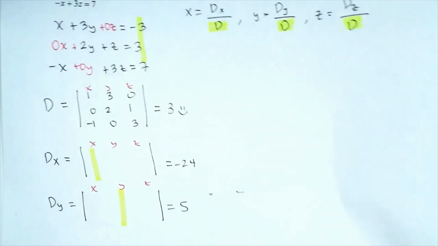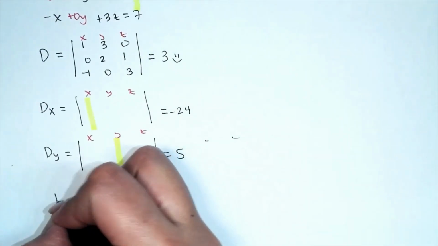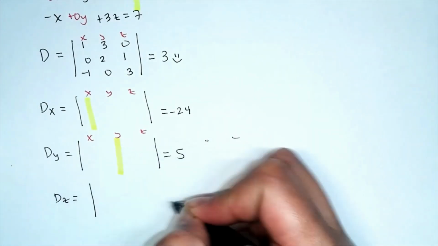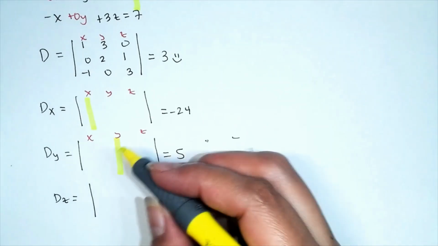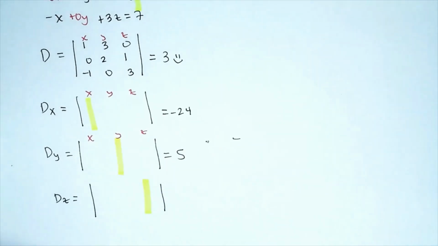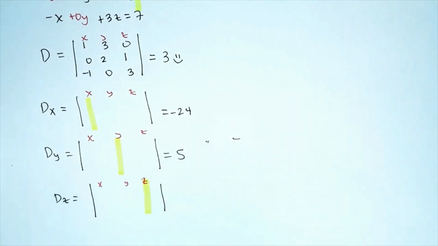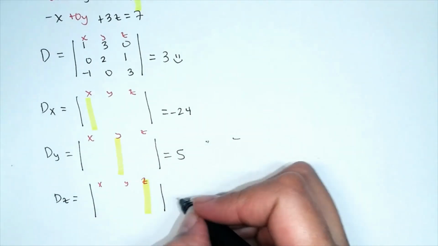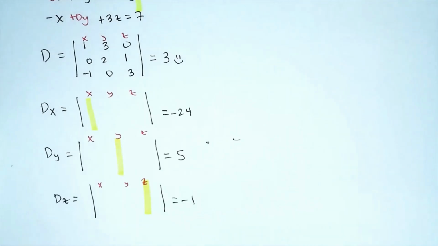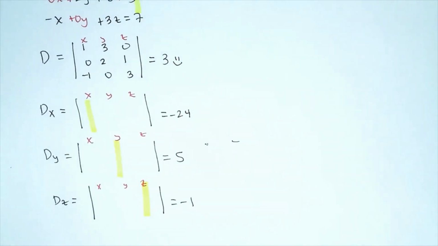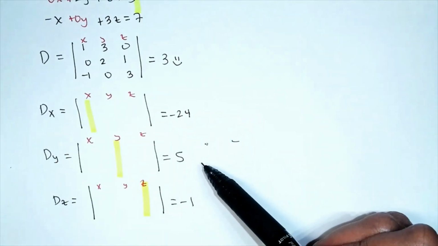Okay, and then I'm gonna give you homework to find dz. So dz is the determinant form when we replace the z column values with the answer column values. Just look at what we did in the earlier video, and that gives us -1. So with that being said, we found dx, we found dy, we found dz.